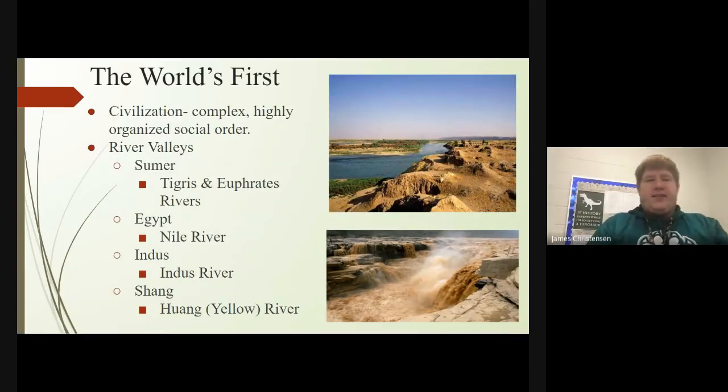We'll talk a lot more about these civilizations in the coming weeks. These are the main ones that we'll be focusing on. Civilizations were a complex, highly organized social order. We are in a civilization today, what we call the modern age civilization. Now, the major river valleys that we're going to be focusing on are Sumer, which is at the cross-section of the Tigris and Euphrates River, which you may have learned on that map practice that I gave you. Of course, Egypt with the Nile River, Indus or India with the Indus River, and then the Shang and the Huang Yellow River in China. We'll talk a lot more about those in the coming weeks.